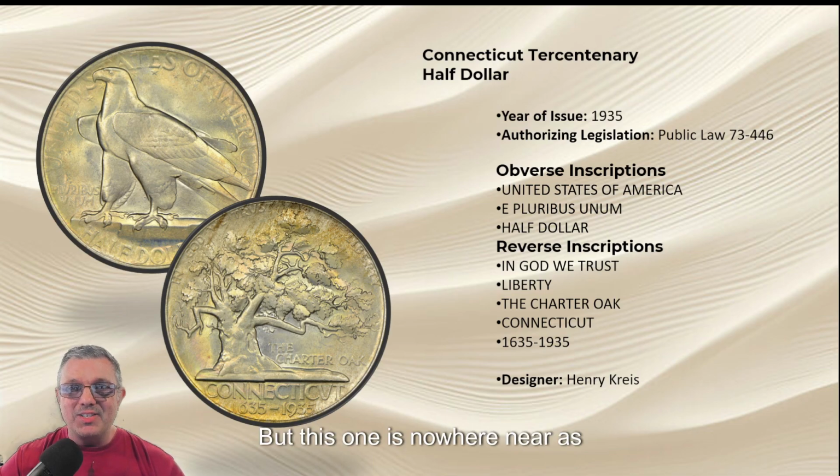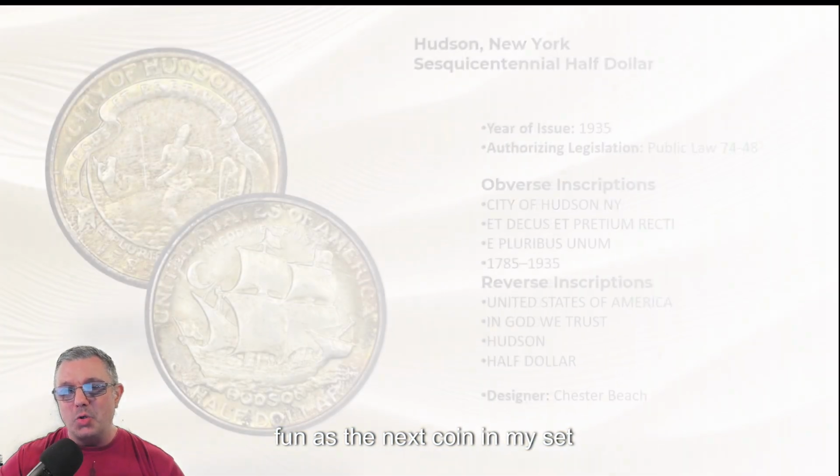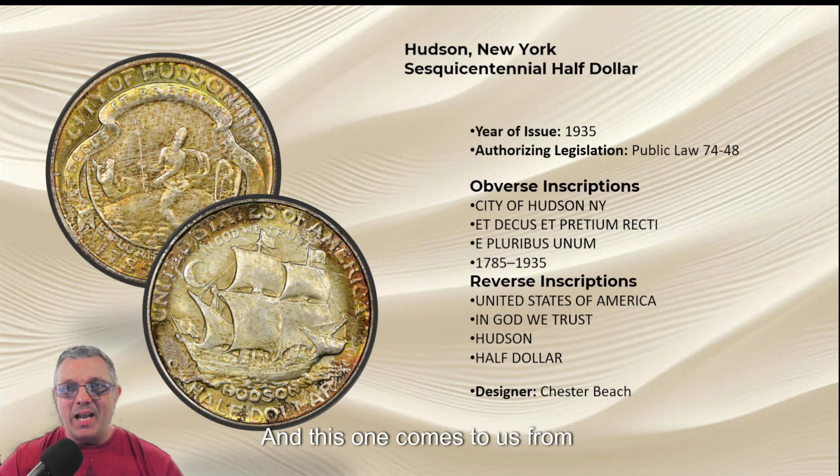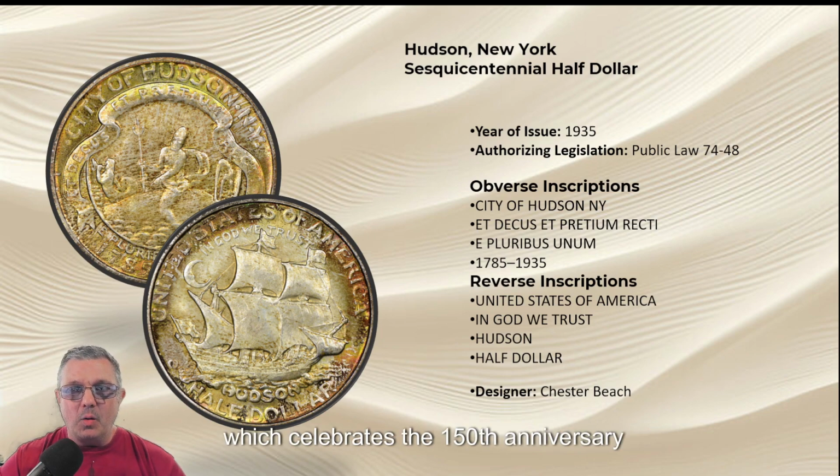But this one is nowhere near as fun as the next coin in my set because of one thing. Oh, right there. It has another ship. So this is another ship coin. And this one comes to us from New York. This is the Hudson semi-quincentennial $50, released in 1935, which celebrates the 150th anniversary of Hudson, New York.